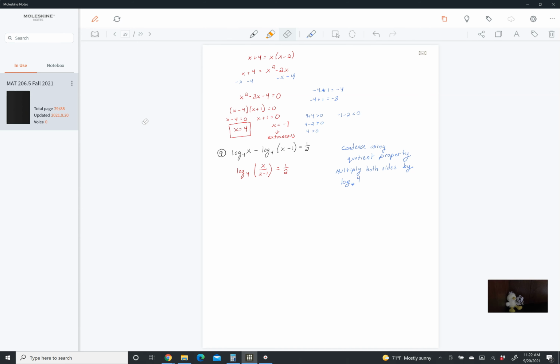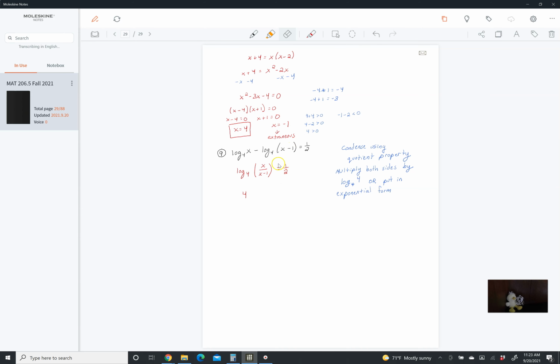Remember, we can multiply by log base 4 of 4 because log base 4 of 4 is 1. I'm going to put this in exponential form. So if we put it in exponential form, the base of the logarithm is the same as the base of the exponential. So we have 4.